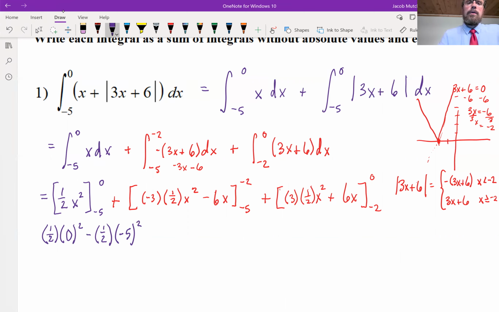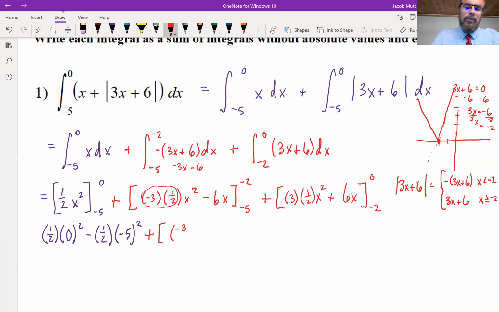Then we'll do the same setup for my second integration. So there I'm evaluating from -2 to -5 for the reverse order. So I'm going to combine these two multipliers. -3 times half is going to be -3 halves. So I'm going to write plus, put my brackets, and then I got -3 halves.